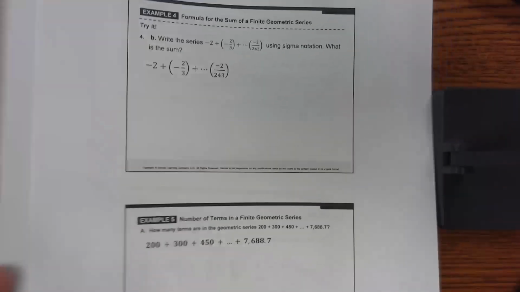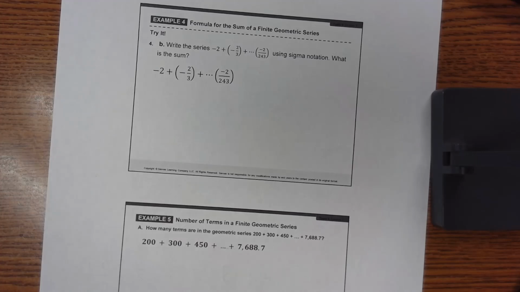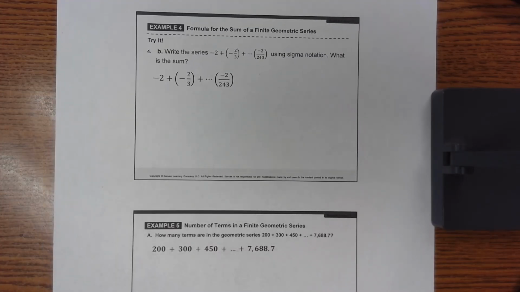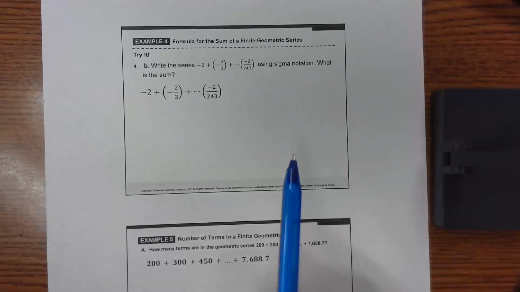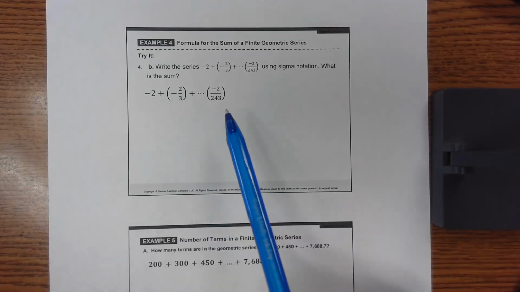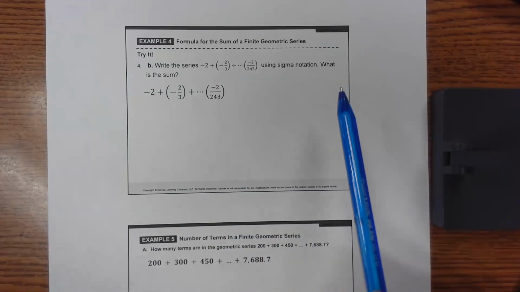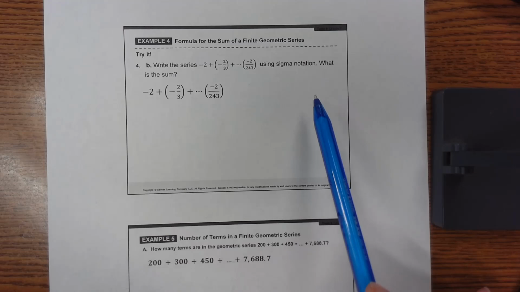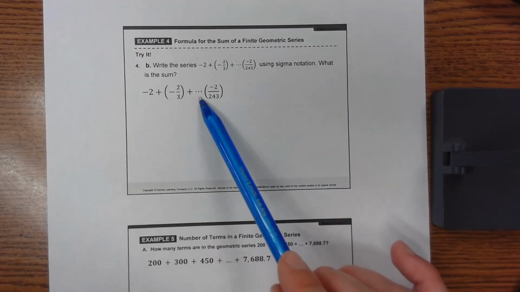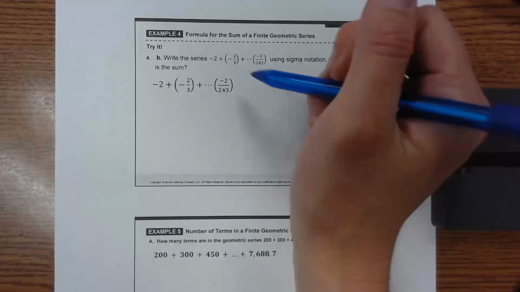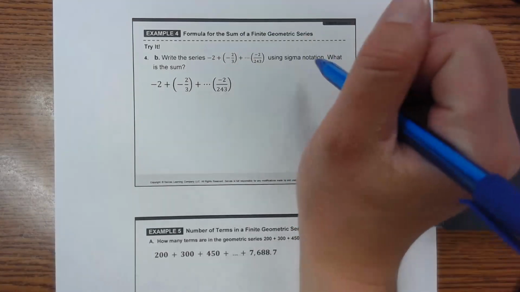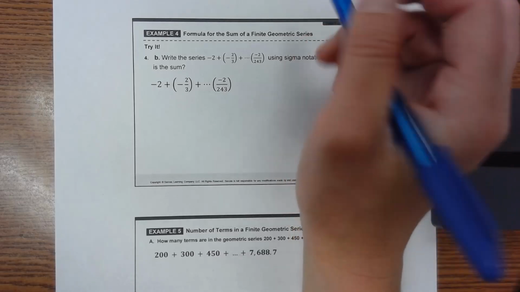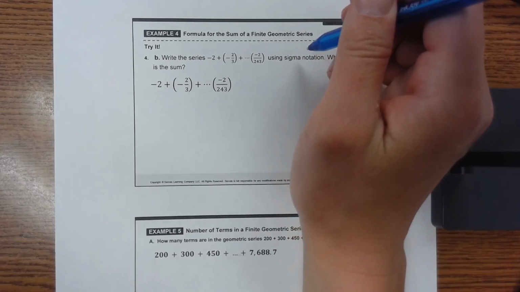Now, example 4. Okay, so the other one it will say is write the series using sigma notation. What is the sum? Okay, so here they are skipping a bunch, so we got to figure out, one, what is our sum, which we actually won't be able to do because we won't know how many terms are here. So it says write it using sigma notation.